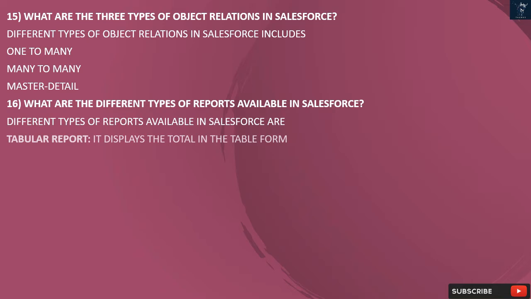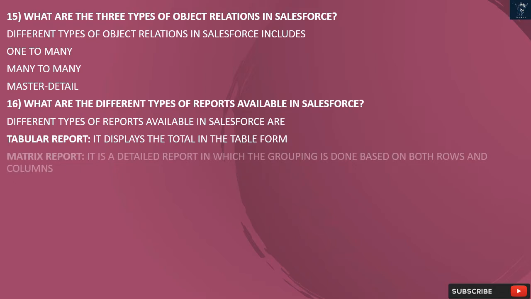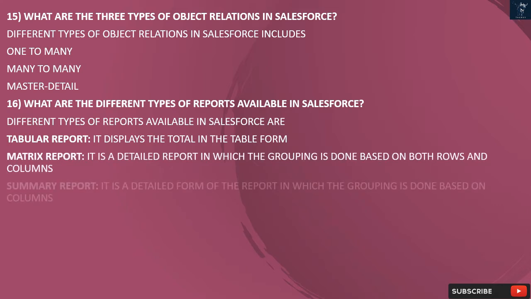15. What are the three types of object relations in Salesforce? Different types of object relations in Salesforce include one-to-many, many-to-many, and master detail. 16. What are the different types of reports available in Salesforce? Different types of reports available in Salesforce are tabular report.